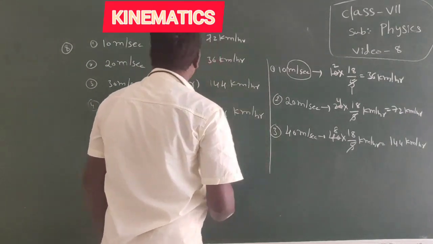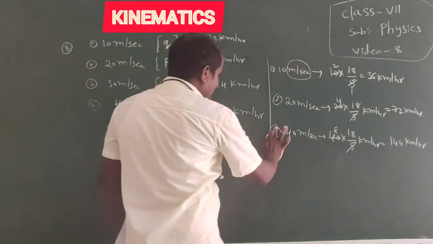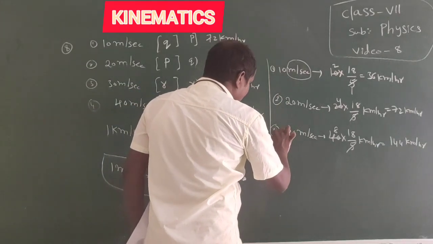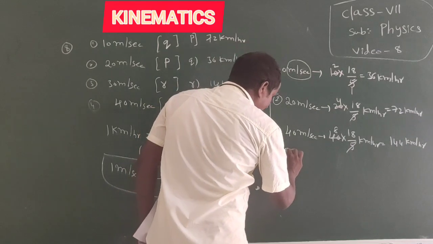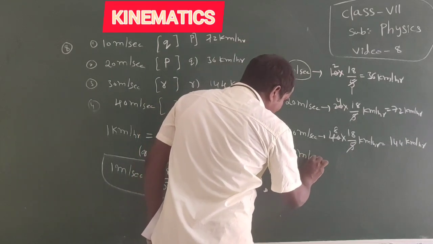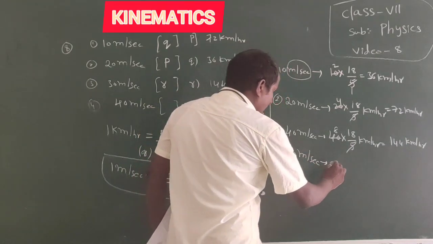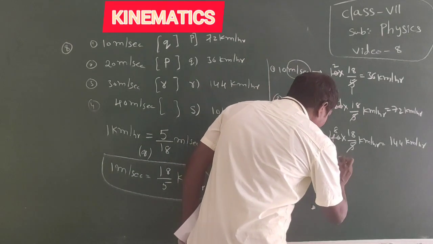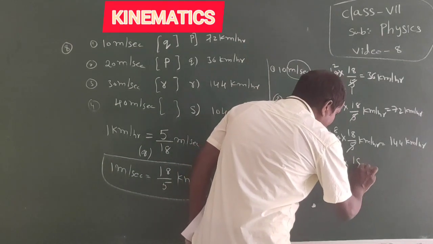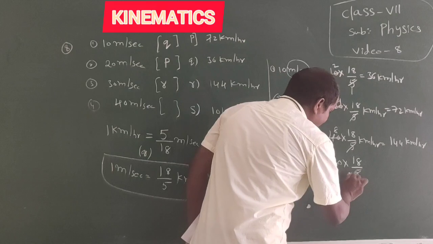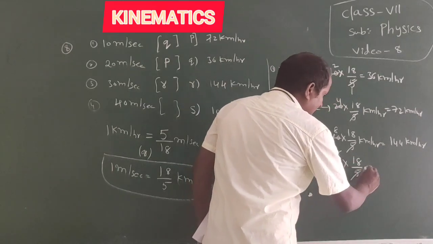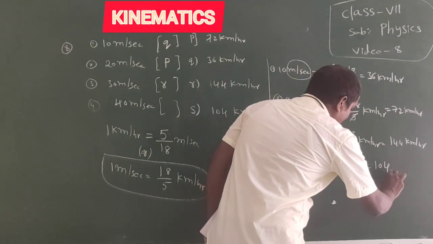Third one is 30 meter per second. Convert into kilometer per hour: 30 into 18 by 5, that is 108.